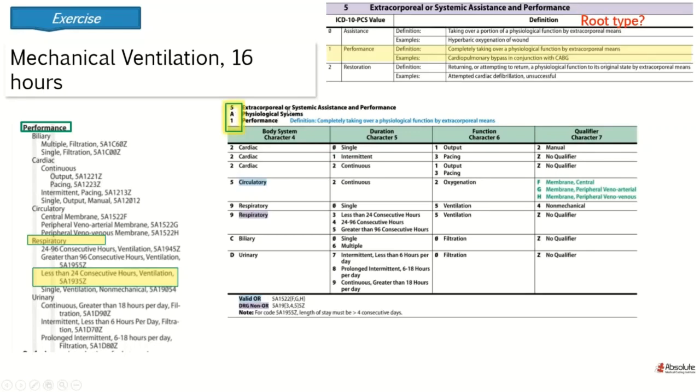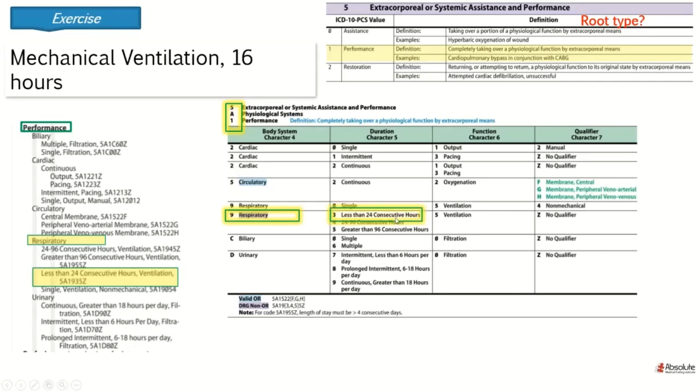5A1, extracorporeal or systemic assistance performance, physiological systems, performance. The definition or the objective of this mechanical ventilation should be completely taking over a physiological function by extracorporeal means. That is indeed what happened. So let's go find our respiratory, our 9 value. Which one are we going to use? Well, I'm going to take a peek over, and I see that they are listing the duration on this row, so I'm going to code from that row. Okay, so our 4th character is 9.